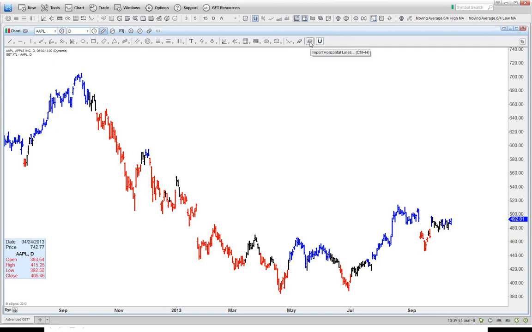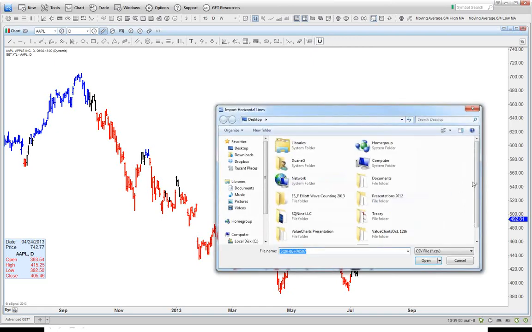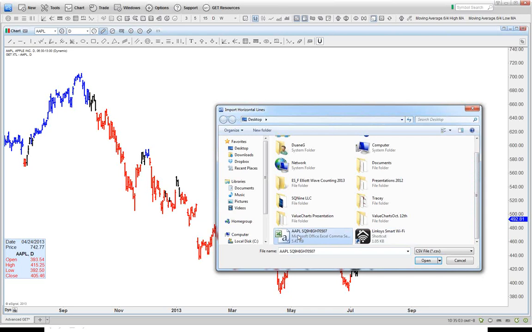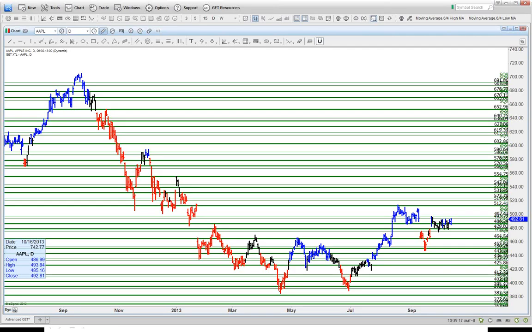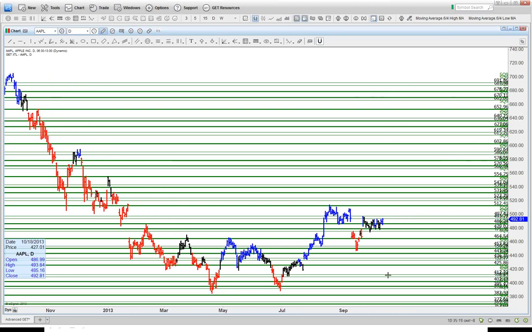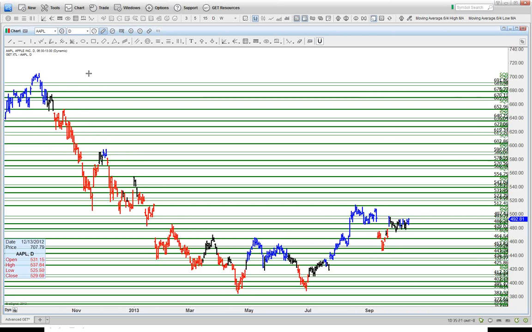Right up here next to the price magnet, you'll see when I mouse over this, it says import horizontal lines. I'll take that button. From here, I've got a file right there, Apple SQ9 705.07 high. I'm going to open that, and as soon as I see my chart, there we go. All right, those are the square of 9 levels that Apple has generated from that 705.07 high.